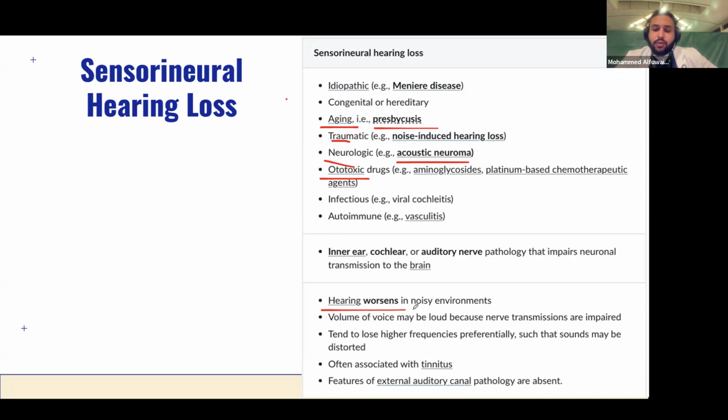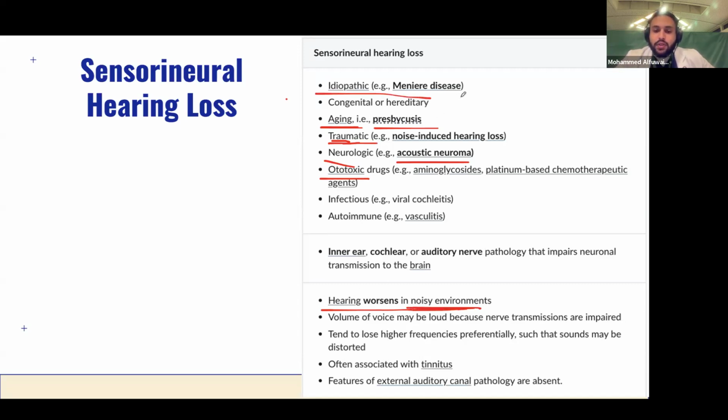Now, hearing worsens in noisy environments. To make sense of this, noisy environments are higher frequency. Where are the hair cells for higher frequency located? At the base. What gets damaged first because of repetitive noise or aging or trauma? The base. So in this case, it will affect higher frequency more, which is in noisy environments.